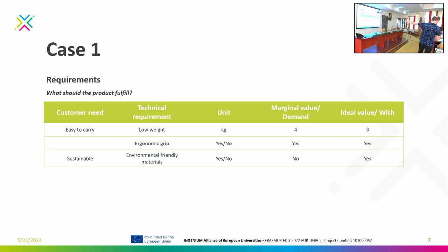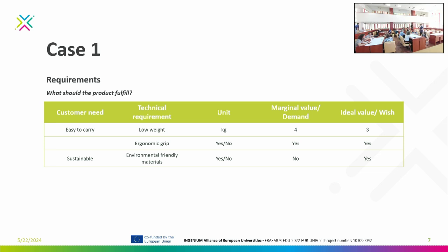Can you maybe reformulate parts of the technical requirements? Maybe you can also redefine the units and also the demand, the marginal value and the ideal value. Can those also be updated in a better way? So a couple of minutes, keep the customer needs. The customer needs are the same, and the technical requirements leave them the same as well. So it's only the units, and the demand and the wishes. Okay, how can you define those maybe better?